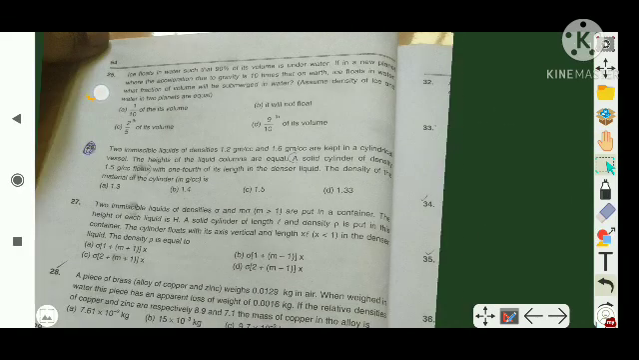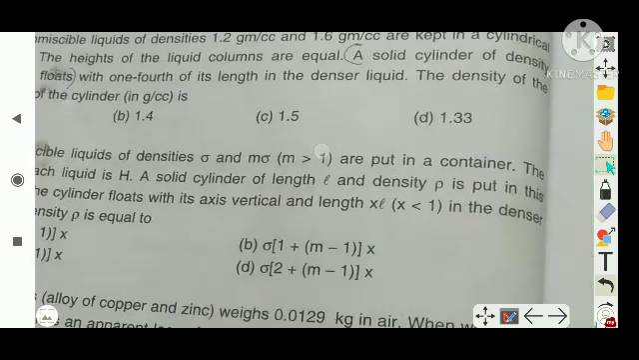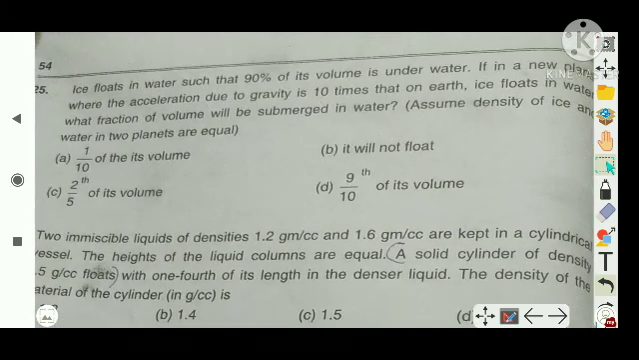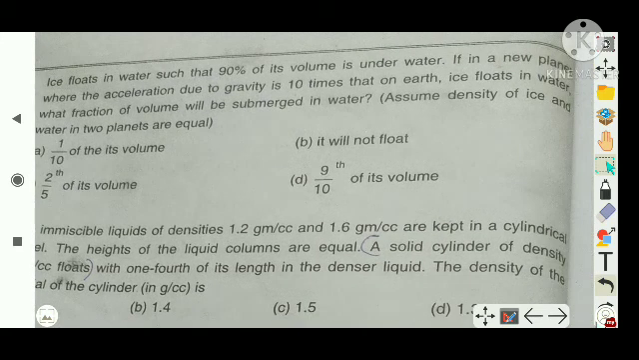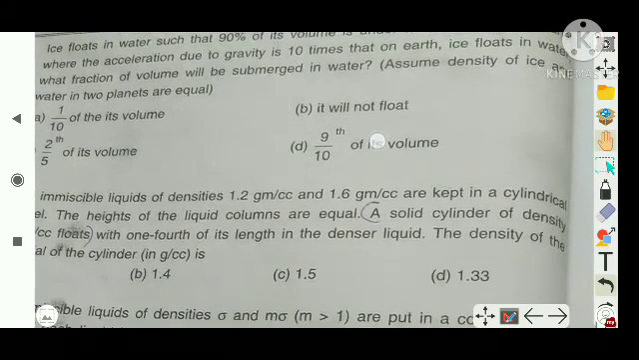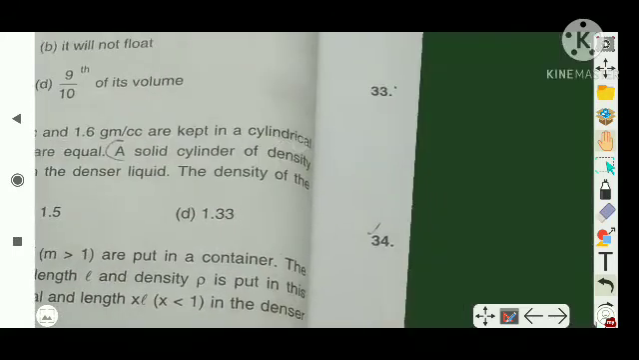Now I have shown the questions, guys. I believe you can see the 25th question. Ice is floating in water such that 90% of its volume is under the water. In a new planet where the acceleration due to gravity is 10 times that on Earth, ice floats in water. What fraction of volume will be submerged in water? On Earth, ice is floating such that 90% of its volume is under the water and 10% is above. If it is moved to another planet where the acceleration due to gravity is 10 g, what will be the volume inside the water?